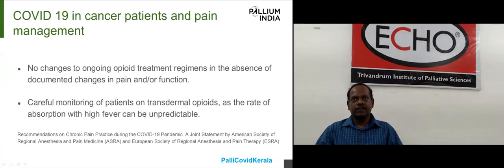COVID-19 can occur in cancer patients, and if they are already on pain medications, what can be done? Usually, no change is indicated in the opioid regime unless there is deterioration in organ functions like renal failure. We also have to understand that increased temperature can increase the absorption of transdermal opioids. So we have to be careful if somebody is on a transdermal fentanyl patch.